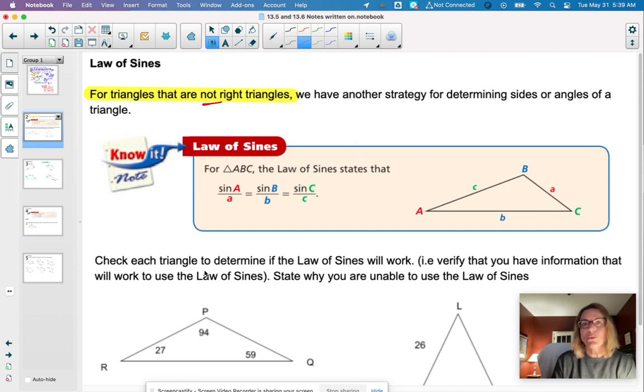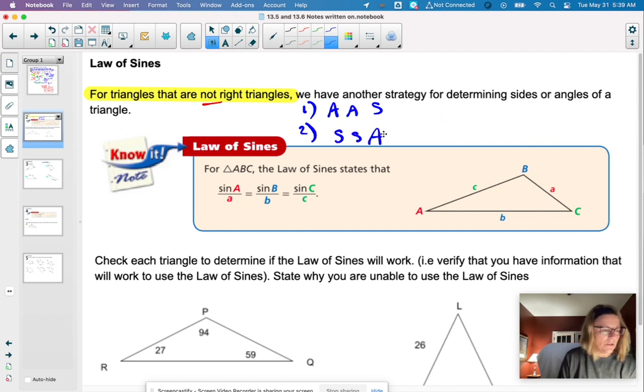So when we're trying to determine what to use, whether we use SOH-CAH-TOA or Law of Sines, if it's not a right triangle, we have to use Law of Sines. Now, back in geometry, you should have talked about Law of Sines. Law of Sines allows you to solve a triangle as long as you know either of the following. We must know this. I'm going to write down the two items we must know. Angle, angle, side, or side, side, angle.